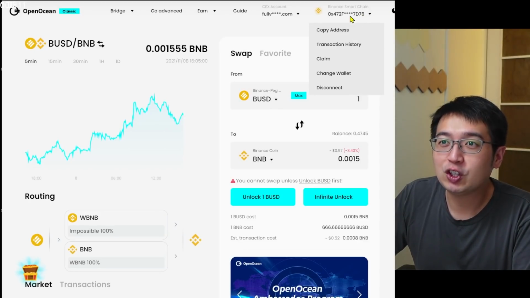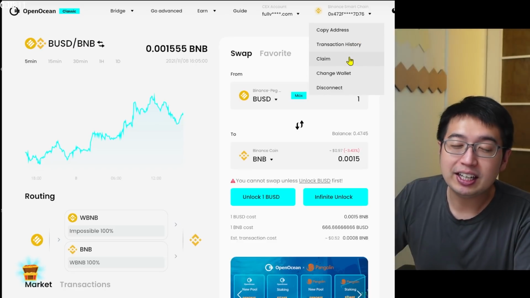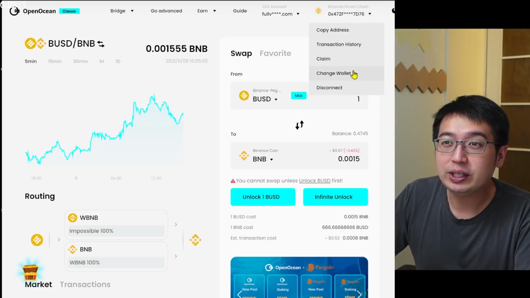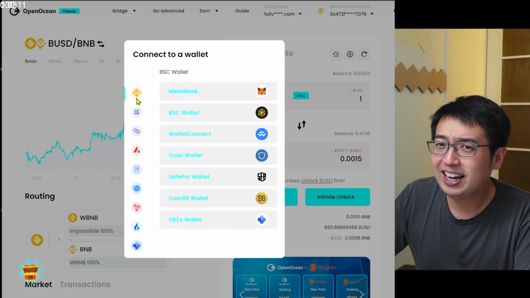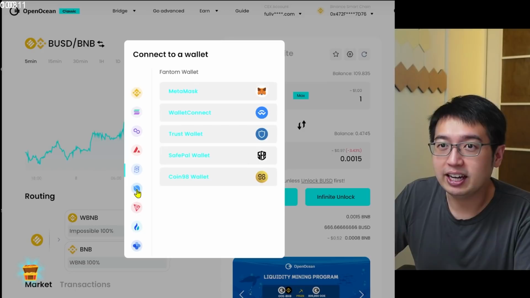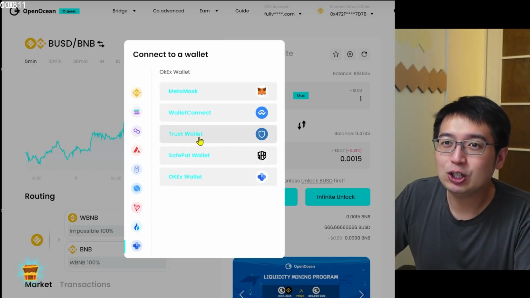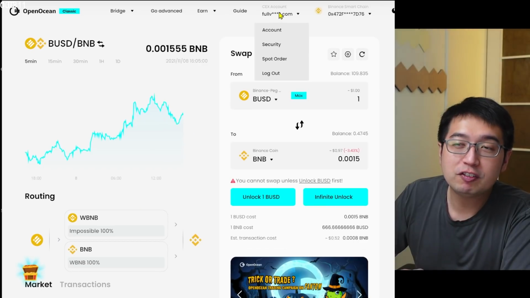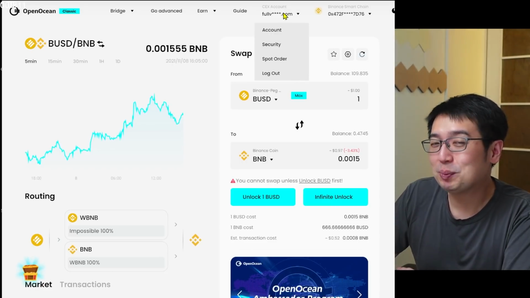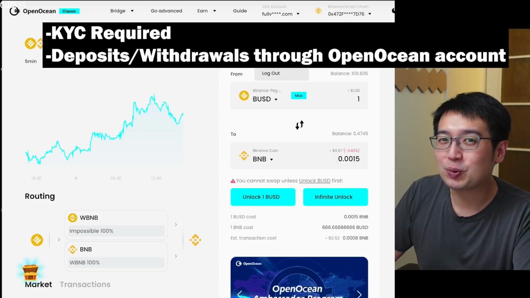If you hover over your wallet address, you can see your transaction history, copy your address, and claim, that's for people who used the platform early and were eligible for the airdrop. You can change wallets, and there are a lot. So you can see that Binance Smart Chain, Solana, Polygon, Avalanche, Phantom, ONT, Tron, Harmony, EcoChain, and OKX are supported. Then hovering over this is my centralized exchange account with OpenOcean, who is a broker for Binance, which means I can make trades on the Binance platform through OpenOcean.